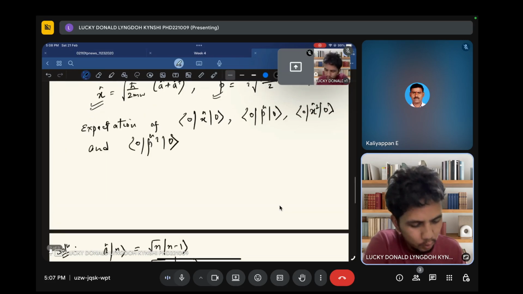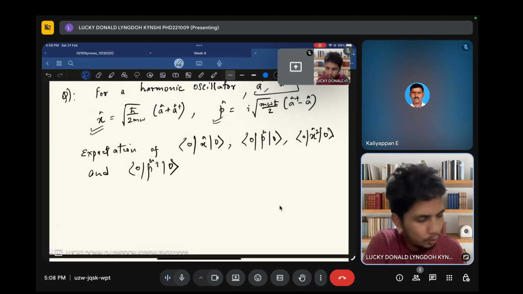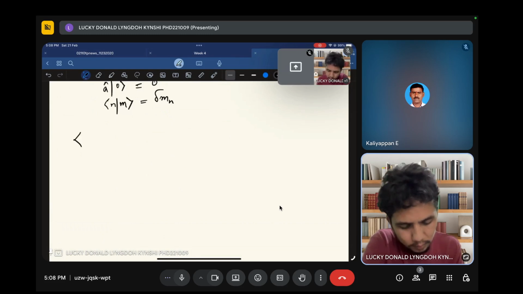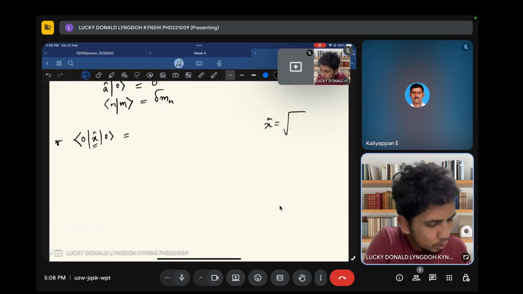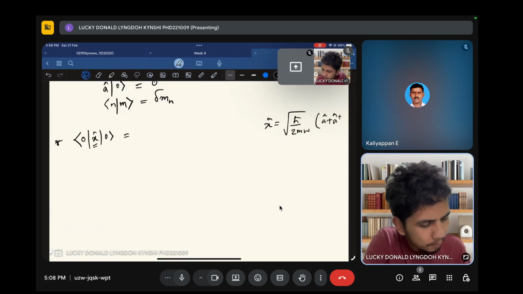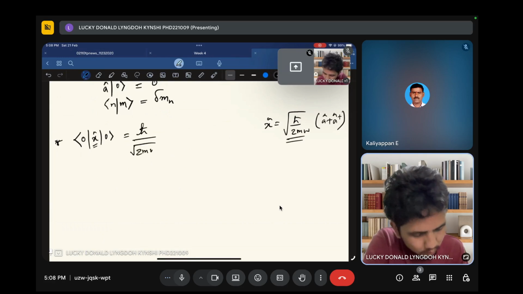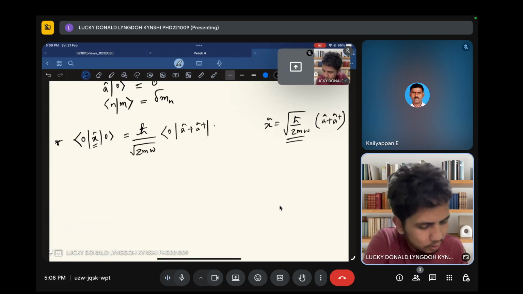So x cap is given to you, p cap is also given to you. We'll first start with the first expectation value, which is the x cap expectation value. What does it mean? You just substitute the value of x cap here. x cap is equal to root over h cross by 2 m omega times a cap plus a cap dagger. Now I can take the constant term, root h cross by 2 m omega, outside, and then I have the bra 0, then a cap plus a cap dagger, and the ket 0.